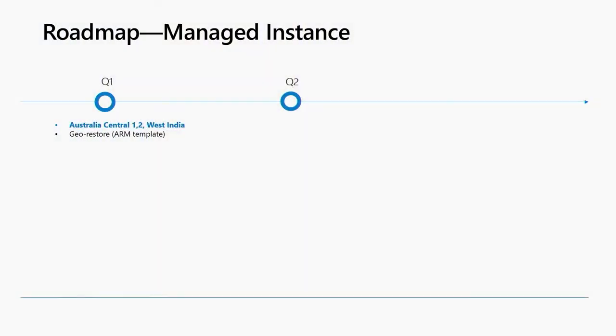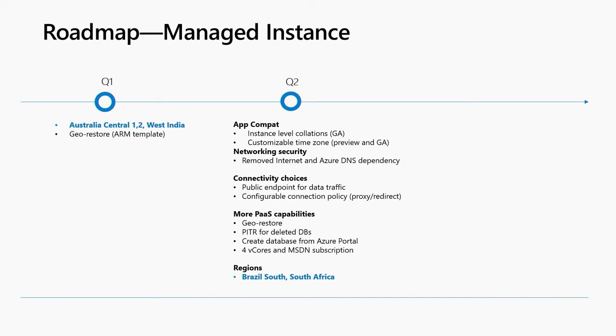So in terms of roadmap, last quarter, a lot of the previous slide features became available. In addition, we expanded some regions in Australia and India. And this quarter, we are working on enabling more features such as application compatibility. Instance collations is right now in preview, will go GA. Customizable time zone is also in preview, will go GA. And we have already relaxed some of the network security things, like you no longer have to open up internet ports for management traffic. So we removed that dependency. Public endpoint I already mentioned.